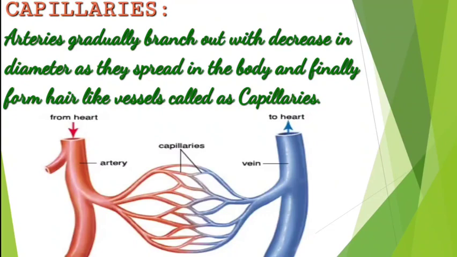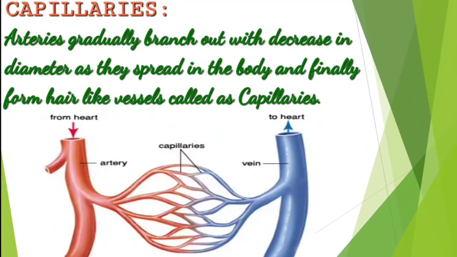So, capillaries. Arteries gradually branch out with a decrease in diameter as they spread in the body, and finally form hair-like vessels called capillaries. So the arteries gradually branch out with the decrease in diameter, they spread out in the whole body, and finally form hair-like vessels known as capillaries.